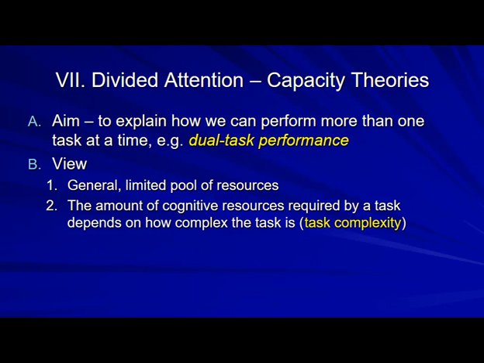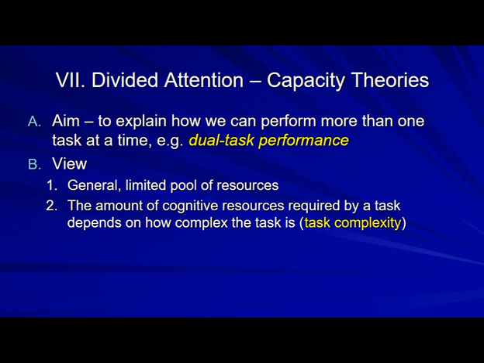A little bit about divided attention. Again, generally we're talking about task switching more than we are divided attention. The aim here is to explain how we can perform more than one task at a time, and again we call this dual task performance. Our general view here is that there is a general limited pool of resources. The amount of cognitive resources required by a task really depends on how complex that task is, and of course how automatic that task is. So we can't do more than one complex thing at a time. We can't do more than one thing at a time that requires the same attentional mechanisms.